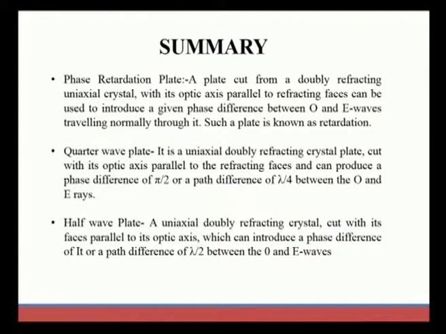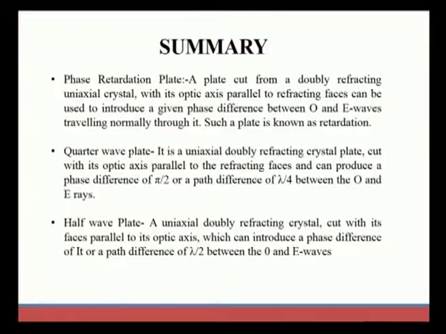In the phase retardation plate we come across two types. One is the quarter wave plate, a uniaxial doubly refracting crystal plate cut with its optic axis parallel to the refracting faces, which can produce a phase difference of pi by 2, or a path difference of lambda by 4, between the O and E ray. This type of plate is called a quarter wave plate.